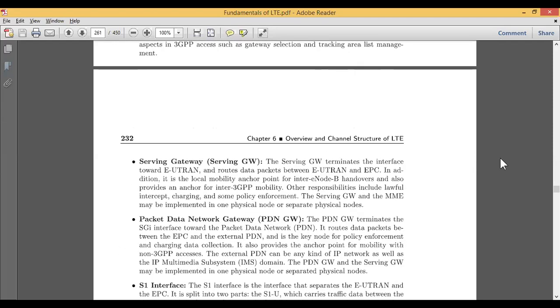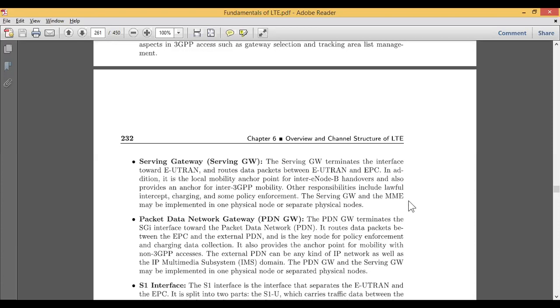Because apart from the logical mobility, you may have some other kinds of mobility also, where you come across the handover operation, and then inter-3GPP mobility, and some lawful intercepts, charging of your mobile equipment if they are in roaming, and some kind of policies. We have seen a list of policies which are meant for the LTE. So therefore this serving gateway is responsible for this particular interface.